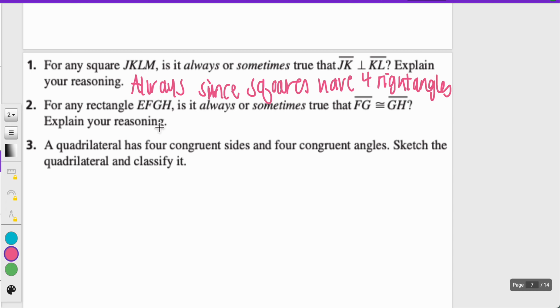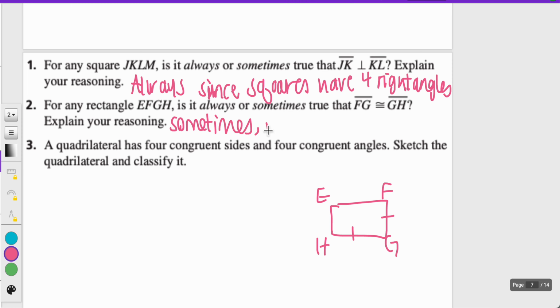For any rectangle EFGH, is it always or sometimes true that FG is congruent to GH? So what I would do is just draw it, EFGH. Here's FG, here is GH. That can be sometimes true if it is a square. And then the last one, a quadrilateral has 4 congruent sides and 4 congruent angles. Sketch a quadrilateral and then classify it. That would obviously need to be a square.